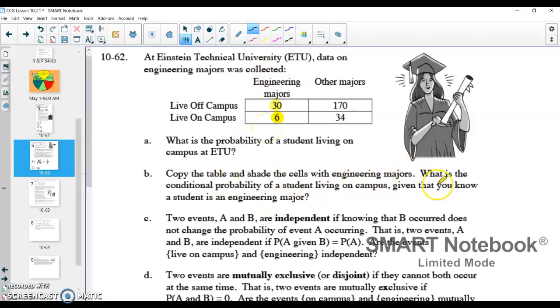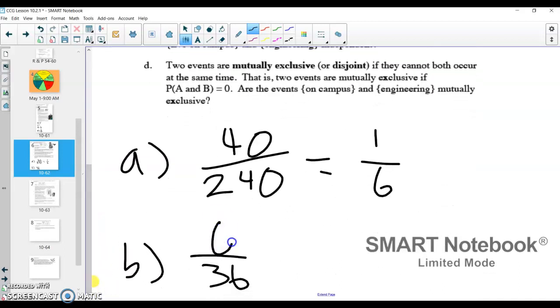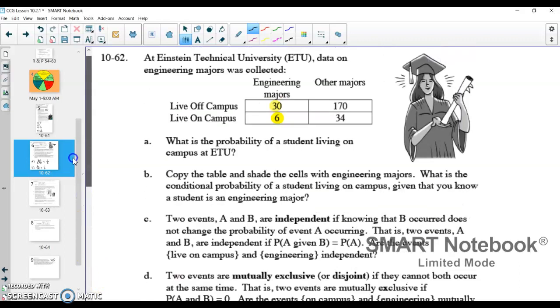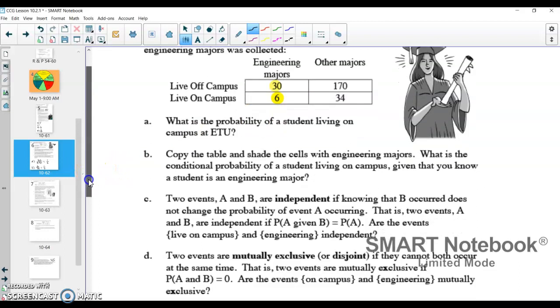And then it says, what is the conditional probability that a student is living on campus, knowing that they're engineering majors? And so there are 6 students that are living on campus that are engineering majors. And so we say 6 out of those 36 engineering majors are living on campus. And if we reduce that down, that is 1/6 of the students. Again, conditional probability because we've shrunk down our sample space to just the engineering majors here.